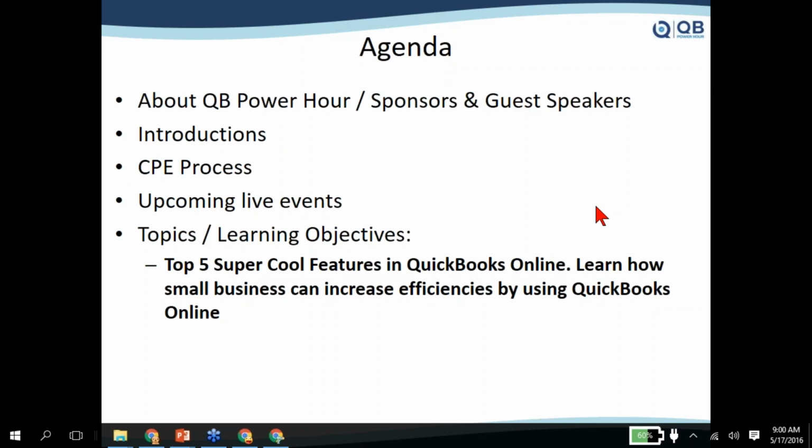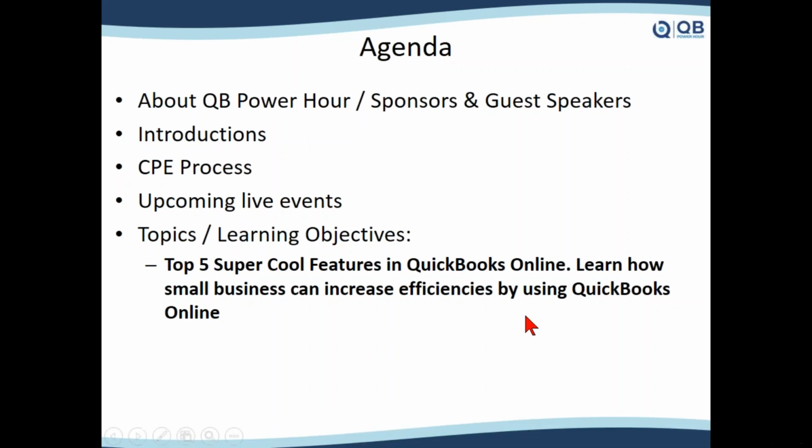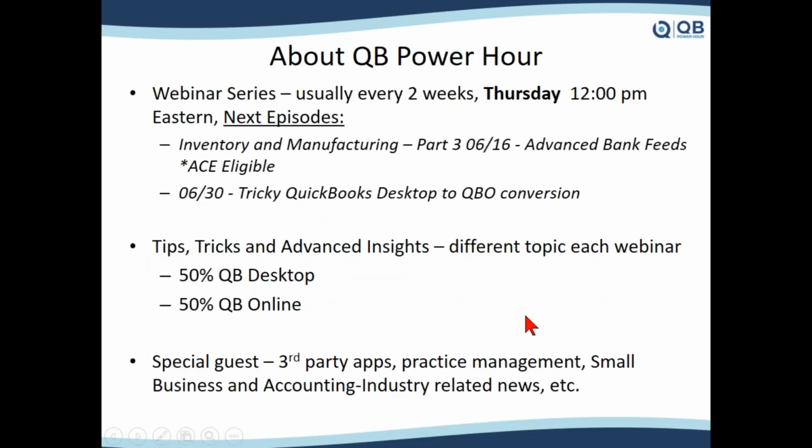A little bit about our agenda today. We're going to be talking a little bit about the introduction to CPE process, some upcoming live events that we have. And then there's our topic for today, the top 5 super cool features. We're going to be learning how small businesses can increase efficiencies by using QuickBooks Online, specifically how these features help save us lots of time and allow us and our clients to be more efficient. So thank you guys for joining us today.